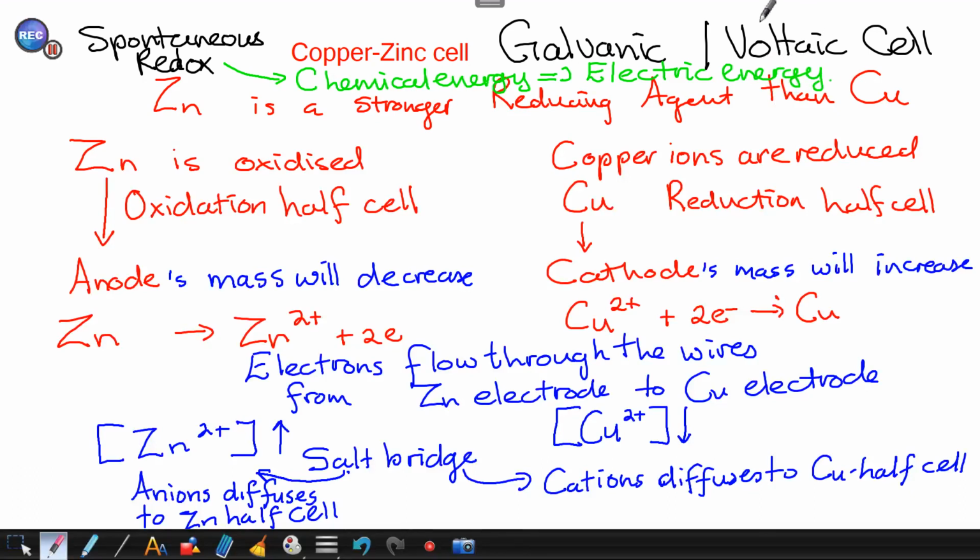So one of the first people who built a cell like this was Volta, and that's why this type of cell is called a voltaic cell. And I think that is also why potential difference has the unit of the volts.